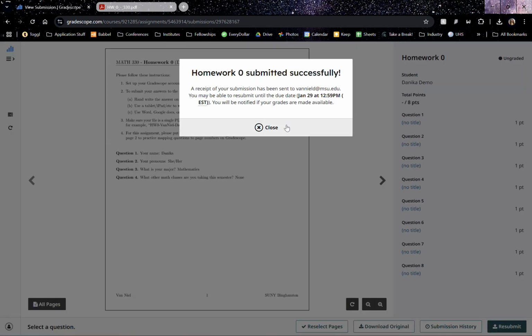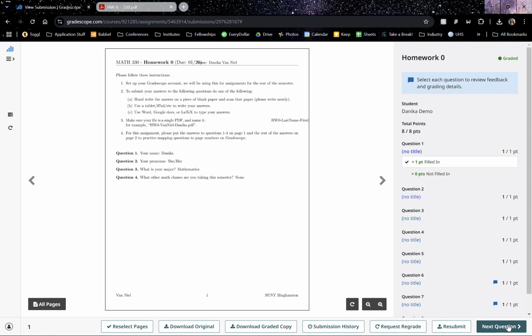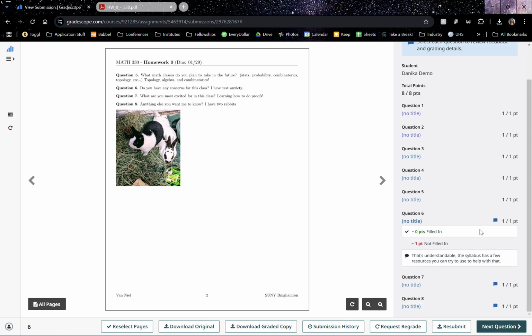Yay! Look, I got my grades. Okay, so I can look at each question. I got a point because it's filled in, and then the rest of them are negative. I'm not sure why, but it's filled in, so I got a full point. Full point, full points. And then this was for the topology, algebra, combinatorics. And then here, question 6, you see I got the full points.